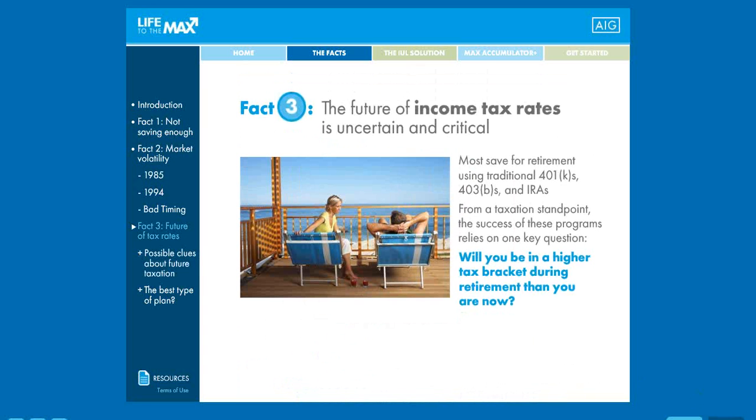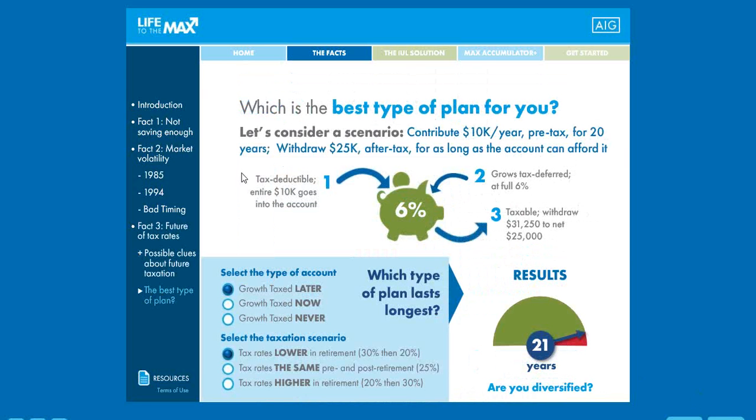Now, AIG has another chart in here, if I can find it. Maybe it's this one right here, the best type of plan. This is an interactive system, so I would invite you to turn the mouse over, or the iPad over to your client if you're walking them through this, and you can have them figure out which might be the best type of plan for their situation. So what this chart does is it imagines a contribution of $10,000 per year of pre-tax money for 20 years going into a plan. And it can be a taxed now plan, a taxed later plan, or a taxed never asset.